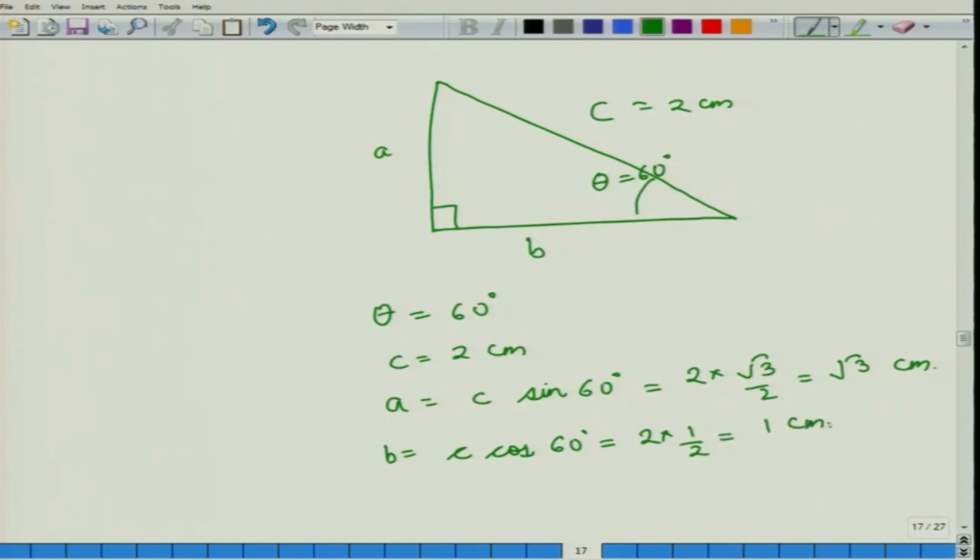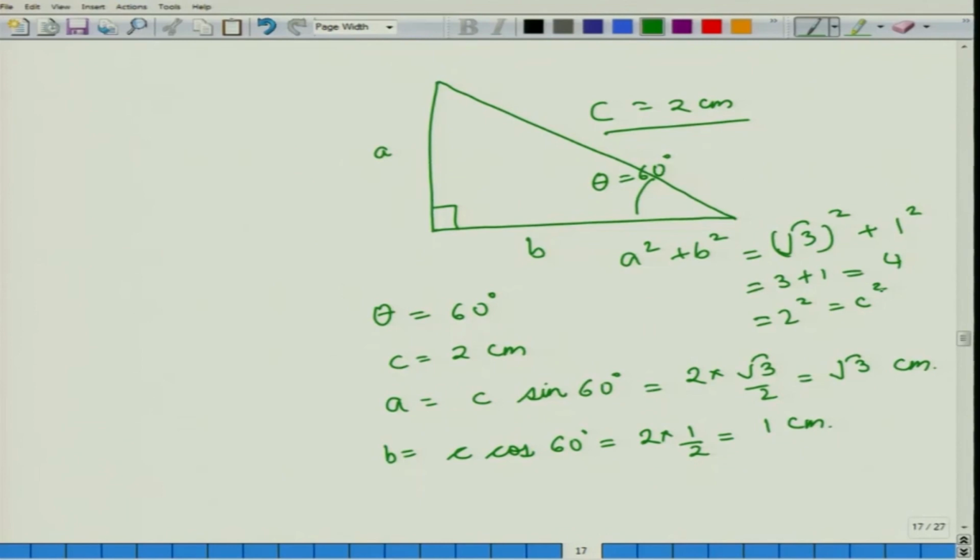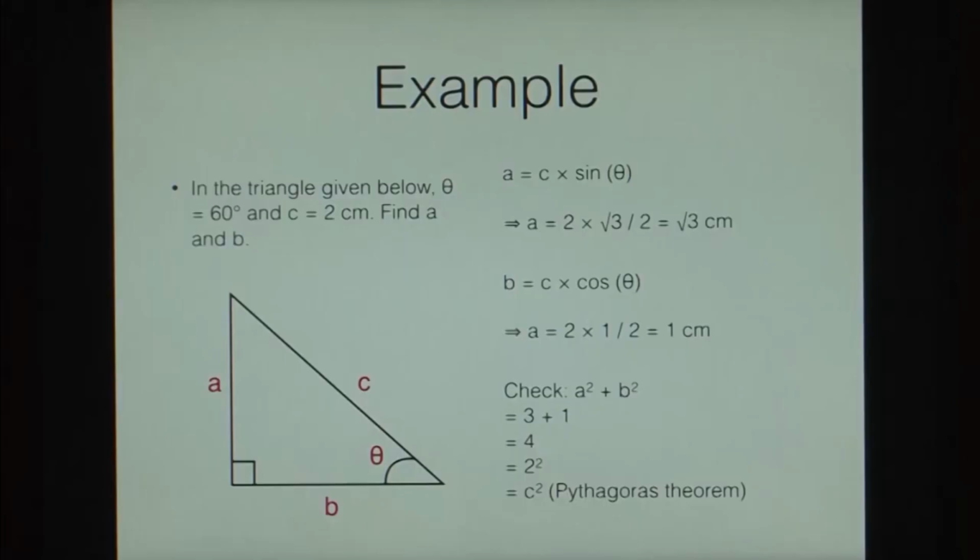Now, how do we know that these values are correct? Well, we again deploy the Pythagoras theorem. So, let us look at A square plus B square. Here it will become root 3 square plus 1 square equals 3 plus 1 equals 4 equals 2 square. Now, C is given as 2 centimeters. So, this is C square. So, now we can check our calculations by this method.